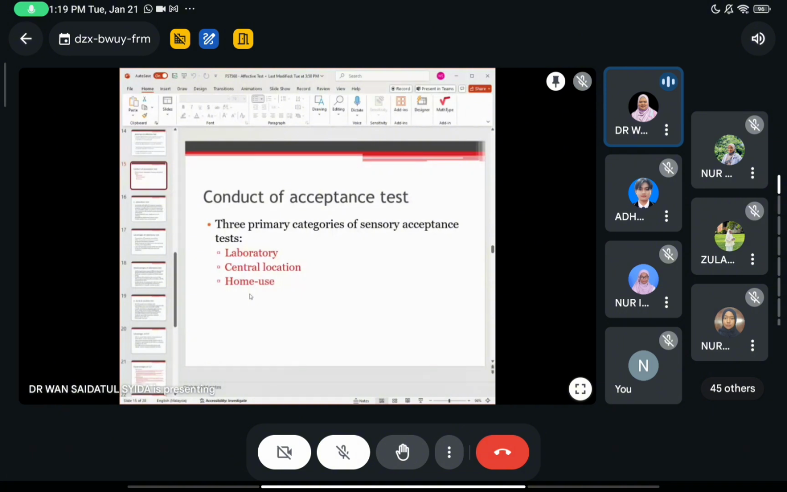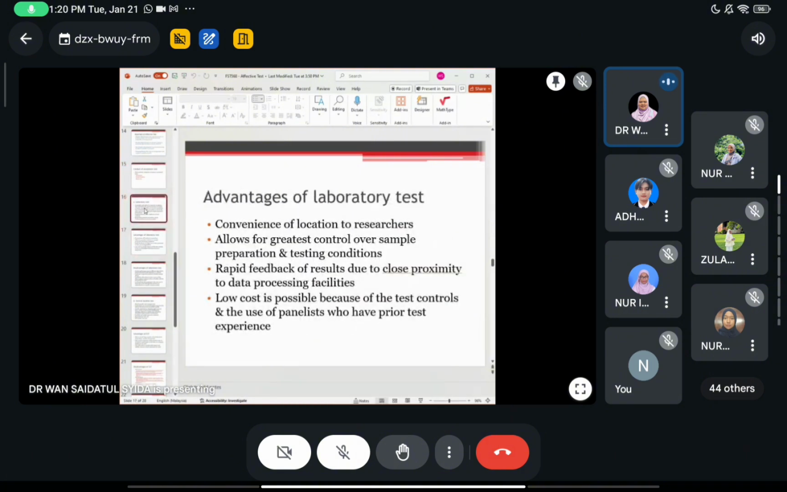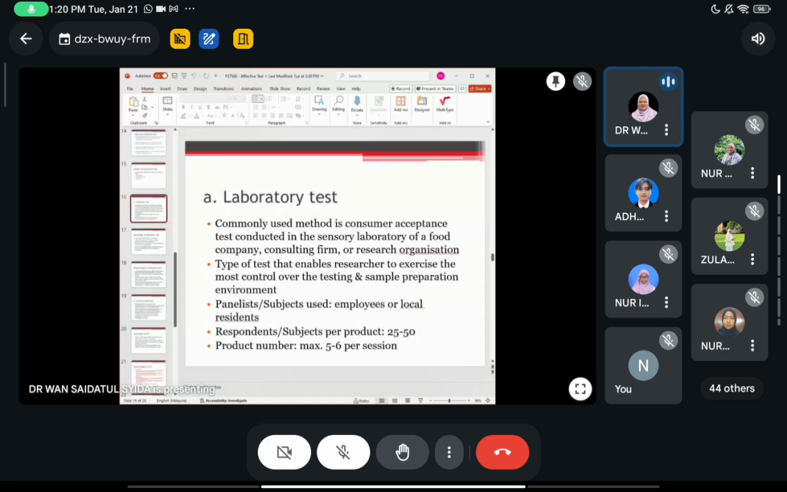Okay, you have to rewrite your notes on the advantages and disadvantages of conducting the sensory evaluation for all these 3 locations. Okay, you write the advantages and the disadvantages, and how to implement. For example, on the laboratory. So look at the laboratory, and we can say how to implement. What is the principle?